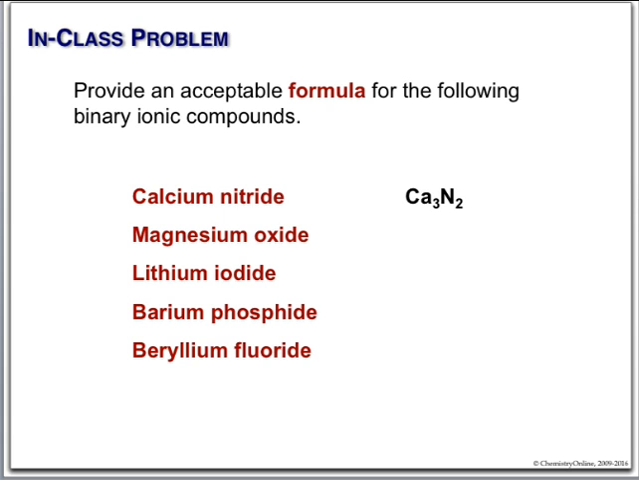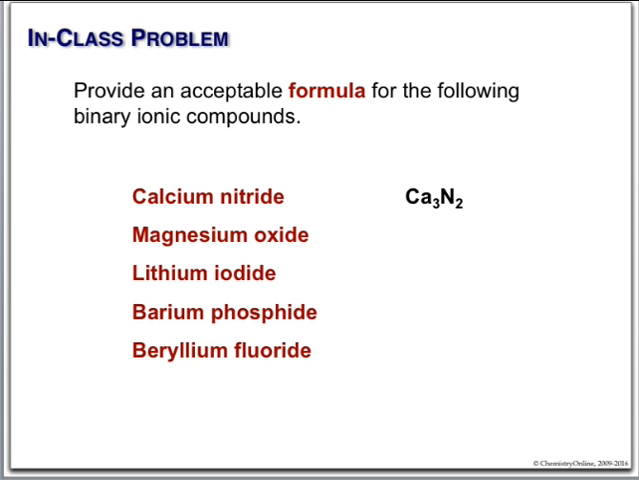On this end of the periodic table, energetically, it's more favorable to lose electrons. This end is more favorable to gain electrons. All that has to do with energy balance. So again, why is it Ca3 and N2? That's when you crisscross them. He swapped it.